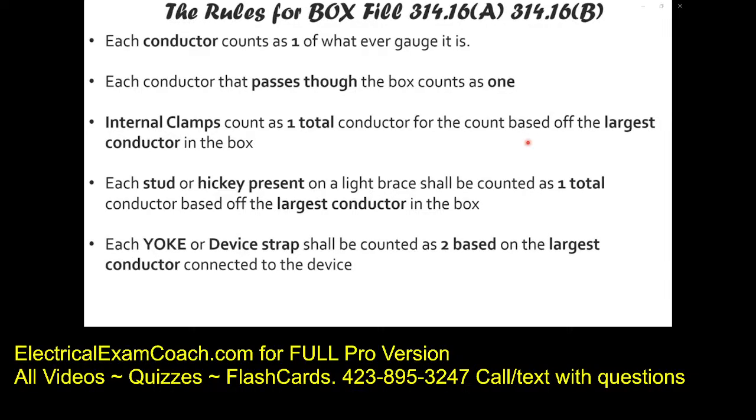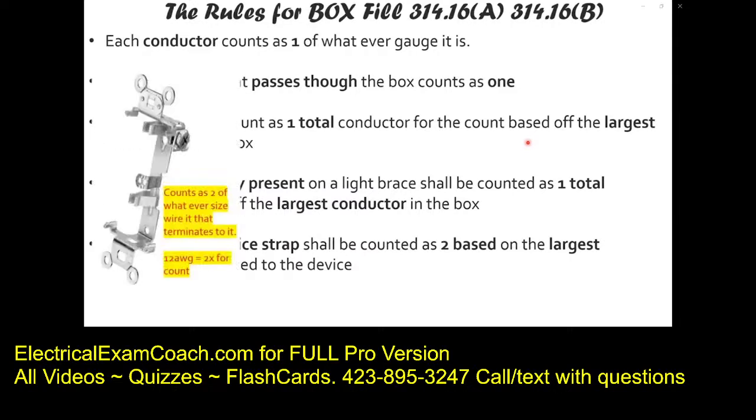What the code states is that for each device strap or yoke, it's going to be counted as 2 based off the largest conductor that's connected to the device. As we learned earlier in the program, this is a device yoke or what we call a device strap. So each one of those, and how I like to think about it, is each gang of a box. If you have a single gang box, 2 gang box, or 3 gang box, each gang is going to count as 2 based off the largest wire that is connected to the device.